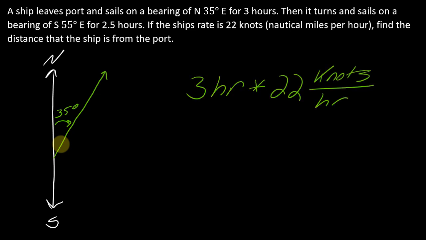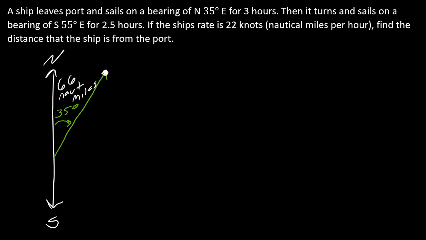Okay, so I've got 3 hours times 22 knots an hour. Remember this information here. Just how far have I gone at this point? Well, that comes out to 66 nautical miles. So I'm going to note that for now, and we'll need that information later. So I've gone from this point to this point.